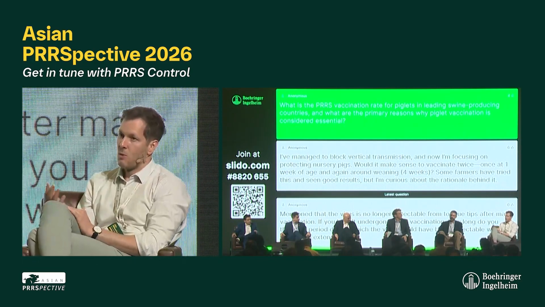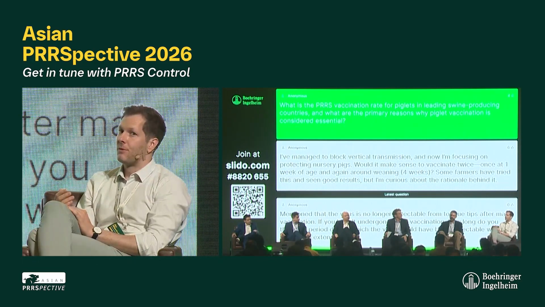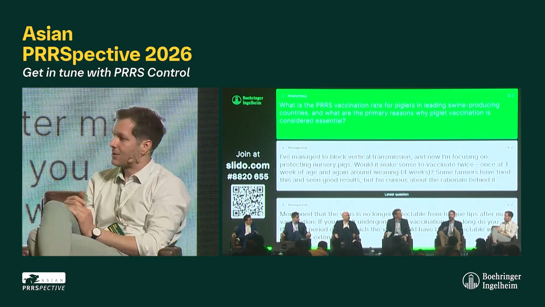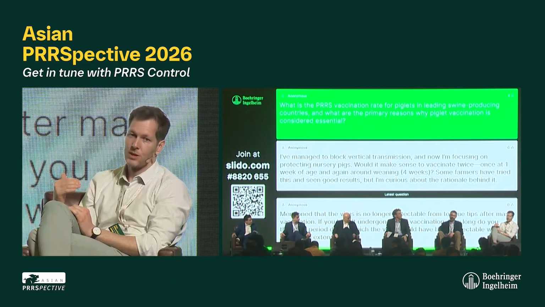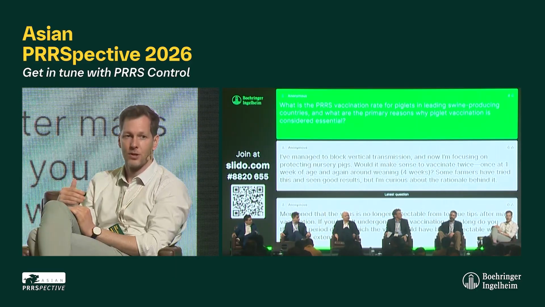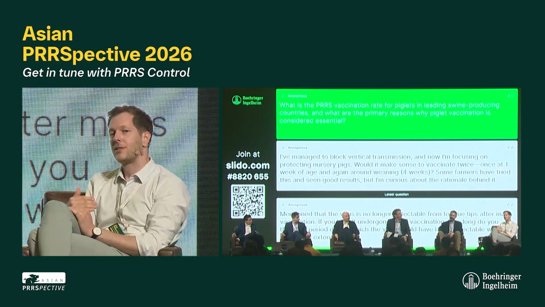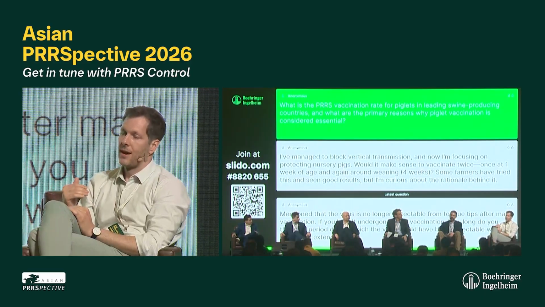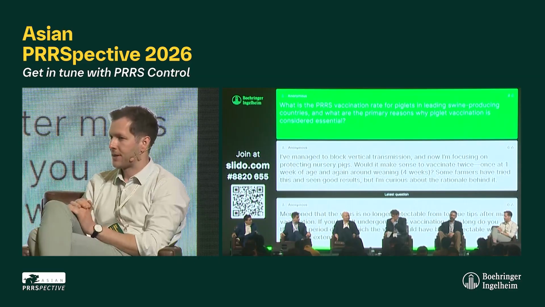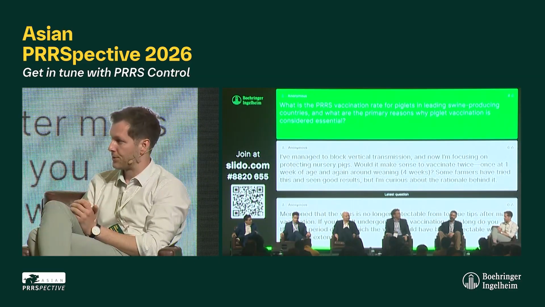So in countries where we have only very moderate PRRS strains circulating, piglet vaccination is less implemented, but as soon as there is a severe PRRS challenge in that country, we see a rapid rise in piglet vaccination because producers have understood that without an appropriate piglet vaccination, there is no way to control PRRS.